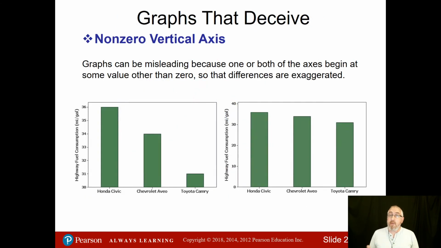Okay, so that wraps up the different types of graphs. Now the second part of this is just looking at the deceptive nature that could be out there with graphs. So the first one is a very common one. It's a non-zero vertical axis.